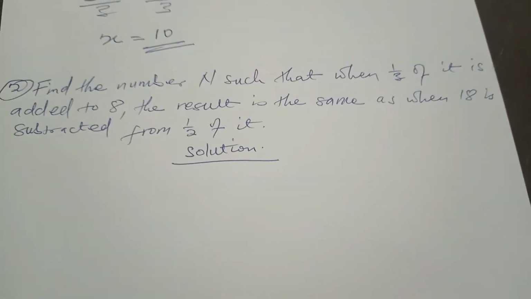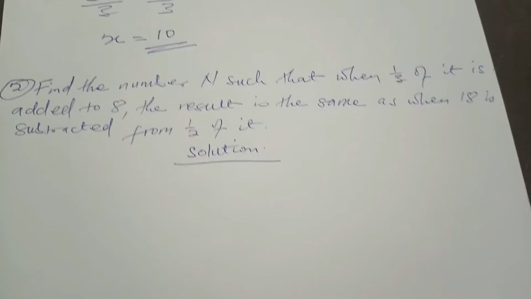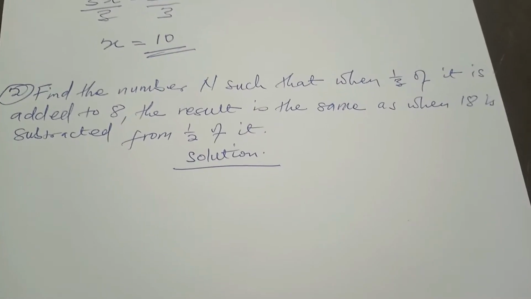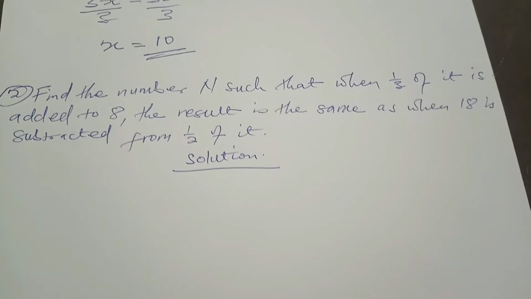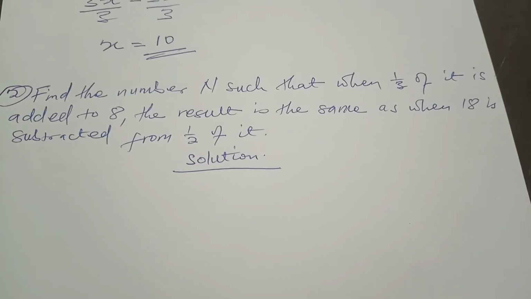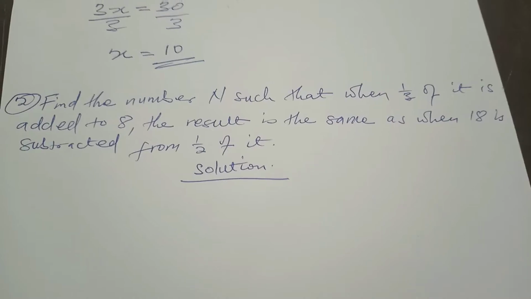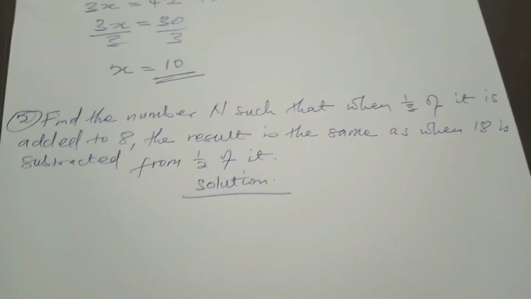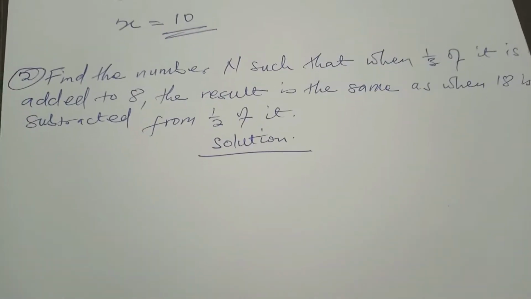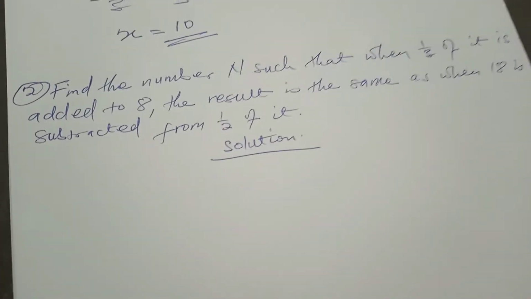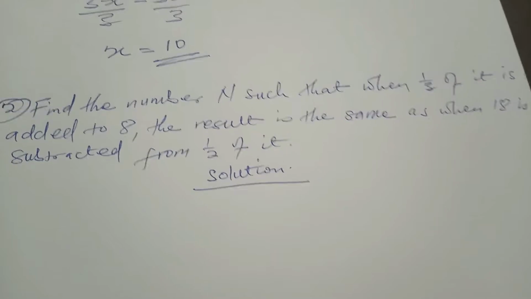Our example 2 is: find the number n such that when 1/3 of it is added to 8, the result is the same as when 18 is subtracted from 1/2 of it. Here, we have been given what we should call the number already, that is n. So we don't need to let the number be equal to anything again. Then what we just need to find out is 1/3 of it.